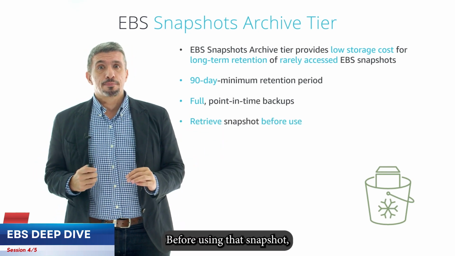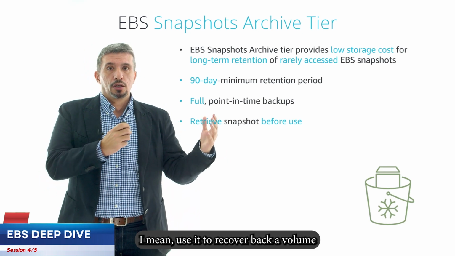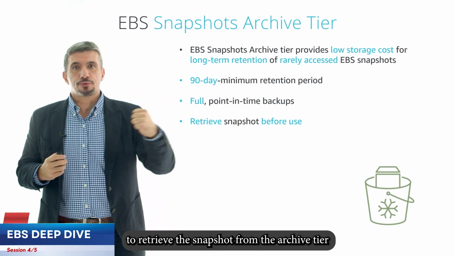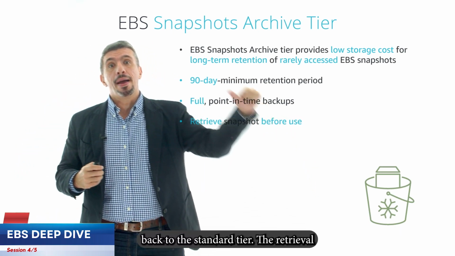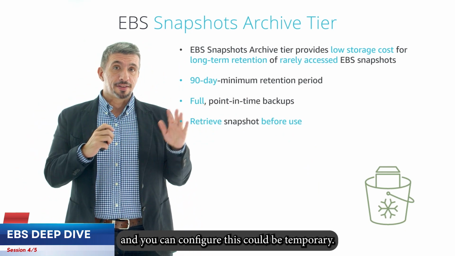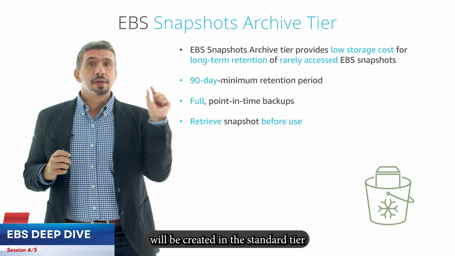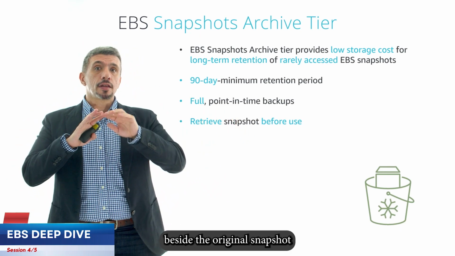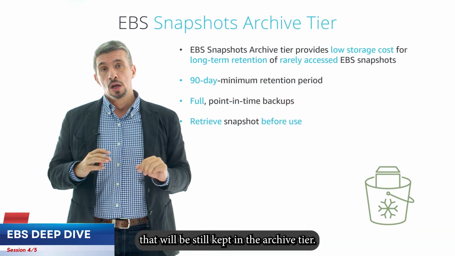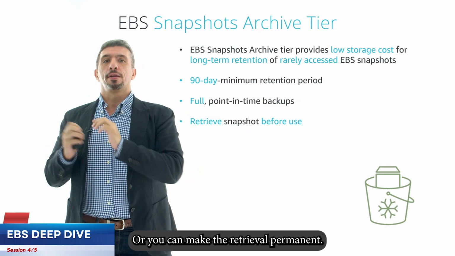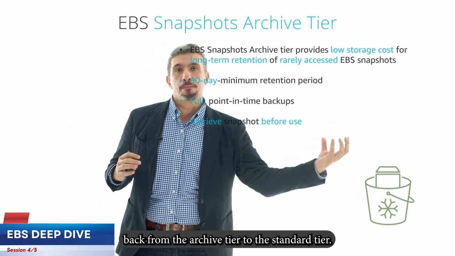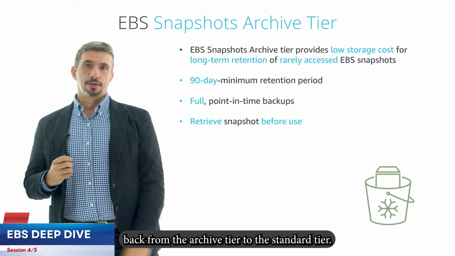Before using that snapshot to recover back a volume, you have first to retrieve the snapshot from the archive tier back to the standard tier. The retrieval, and you can configure this, could be temporary. This means a copy will be created in the standard tier beside the original snapshot that will be still kept in the archive tier, or you can make the retrieval permanent. You are moving the snapshot back from the archive tier to the standard tier.